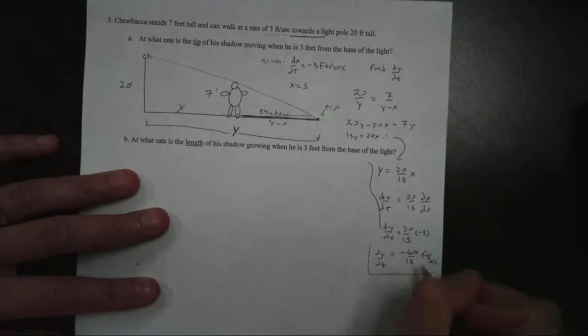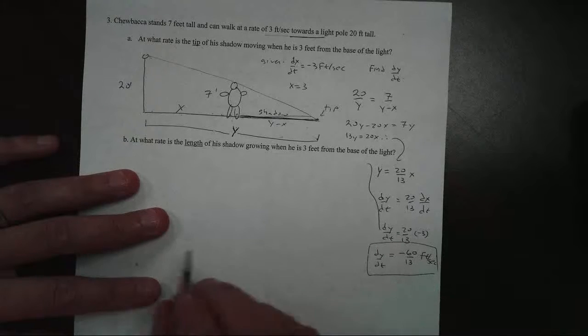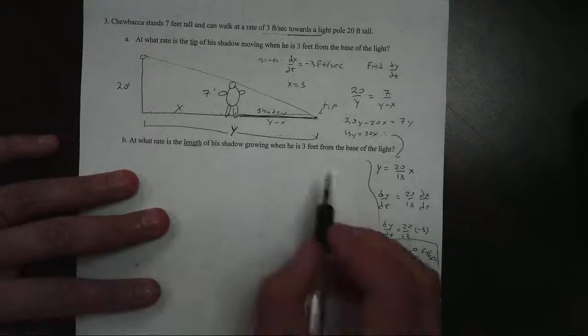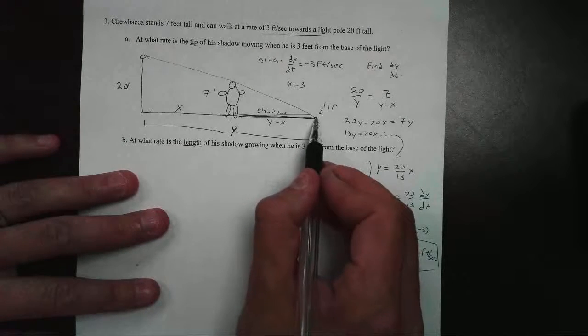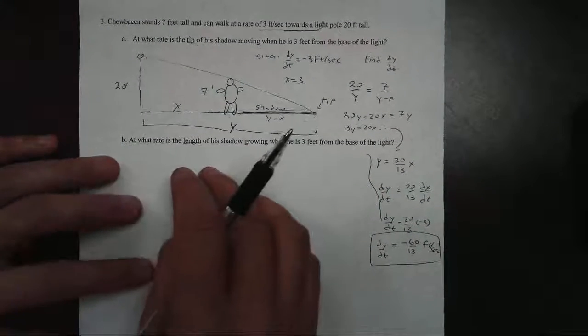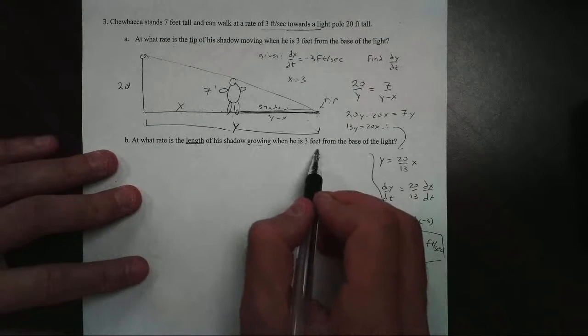That's how fast the tip of his shadow is moving. Okay? And why is it negative? Because it's moving towards the light. So this point right here is moving towards the light, the same direction as Chewbacca. Now the next question says, at what rate is the length of his shadow moving when he's 3 feet from the base?